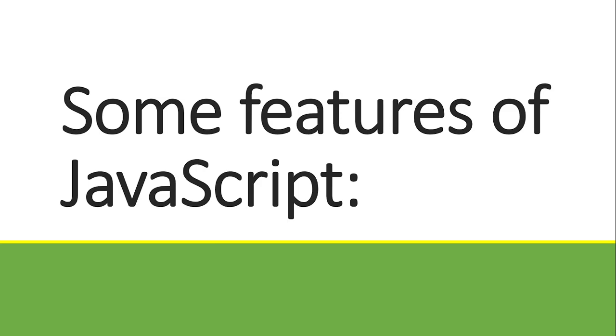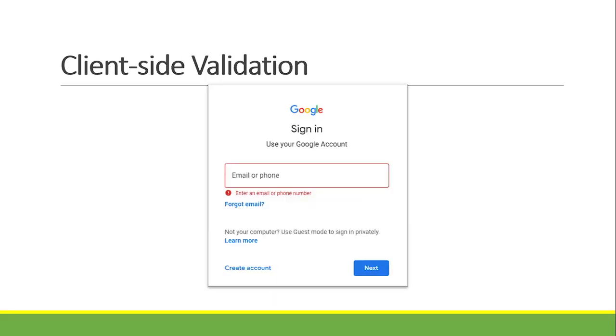Some features of JavaScript. Number 1 is client-side validation. As you can see in the image below, kapag po naglalogin tayo or nagagawa tayo ng user account in Google, kapag hindi natin ininputan yung text box na to, so kapag hindi tayo naglagay ng email or phone number, magkakaroon ng error. So it means na babalidate ng form na to or ng page na to kung ang user ba ay nagta-type or hindi.